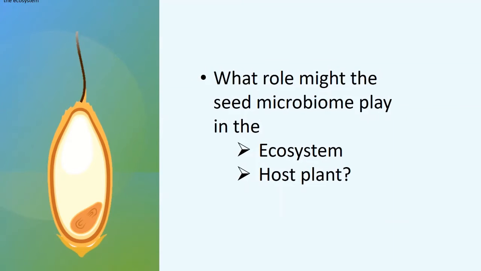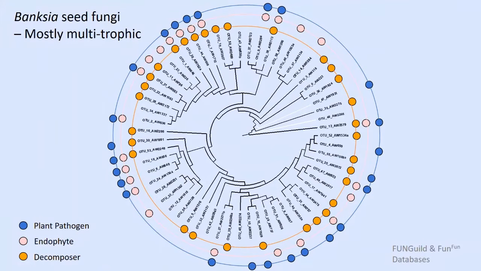The next question I was interested in was, what is the role of the seed microbiome in the ecosystem and within their host plants? And so I used literature records and fungal trophic mode databases to explore this a little further. Here, this phylogeny shows the relationships between the fungi isolated from the seed of the 2 Banksias. Here, plant pathogens are shown with a blue dot, plant endophytes are in pink, and decomposers are in orange. Interestingly, most endophytes isolated were reported in the literature as being multitrophic, and this has been documented before, with endophytes becoming pathogenic on their host during times of stress or becoming decomposers after their host senesces.